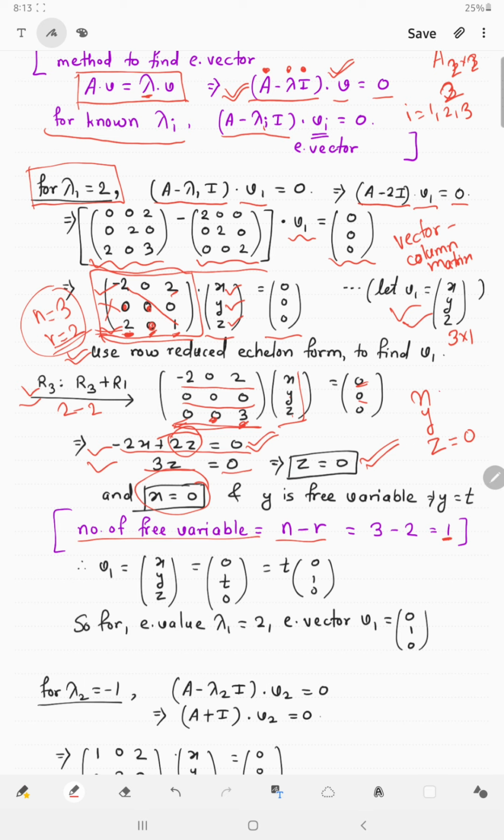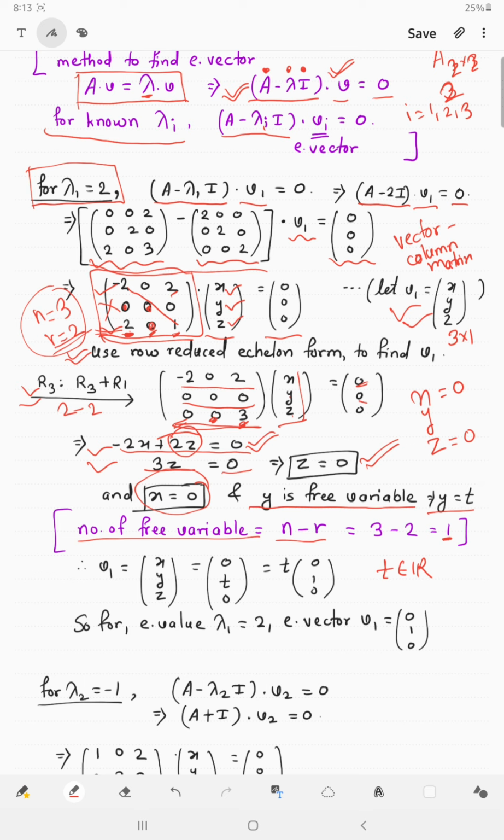Now I have z equal to 0 and x equal to 0, but for y there is no value, so I will take y as a free variable. Let y equal to some t, where t is some real number. What is t? t can be any real number. Free variable means it can take any value from R.